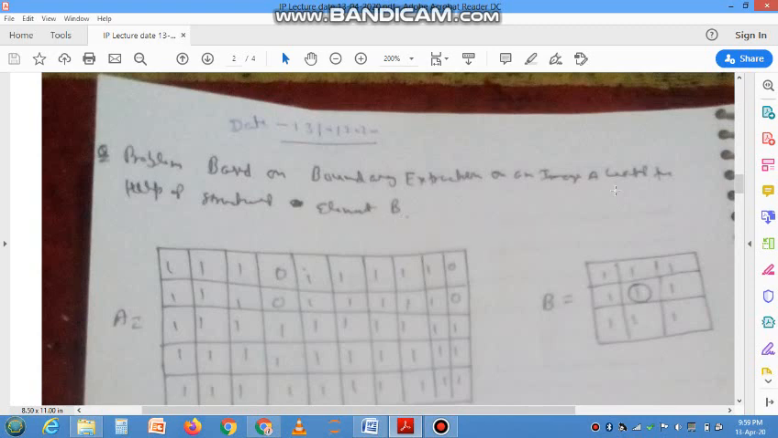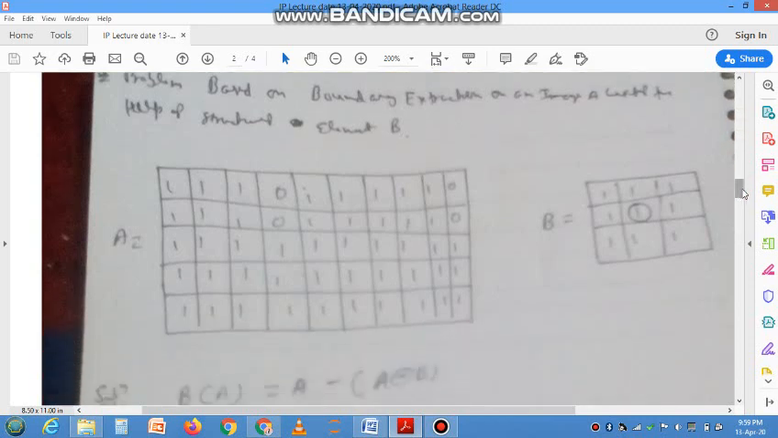In the question, this is an image A which consists of 5 rows, 1 2 3 4 5, and 10 columns, 1 2 3 4 5 6 7 8 9 10. So this is a 5 cross 10 image and these are the corresponding pixel grayscale values. This is the given image A and this is the structure element or 3 by 3 mask, and each and every element of the mask is 1. This is the central mask.